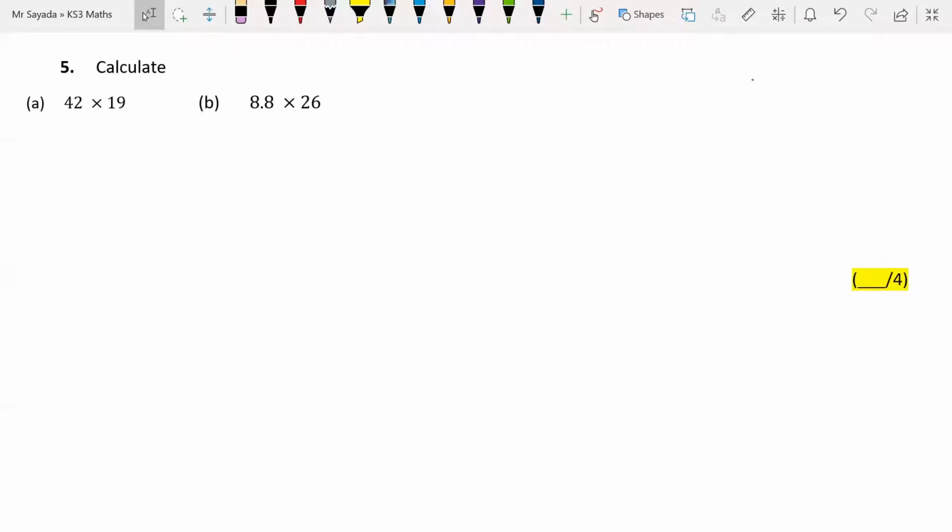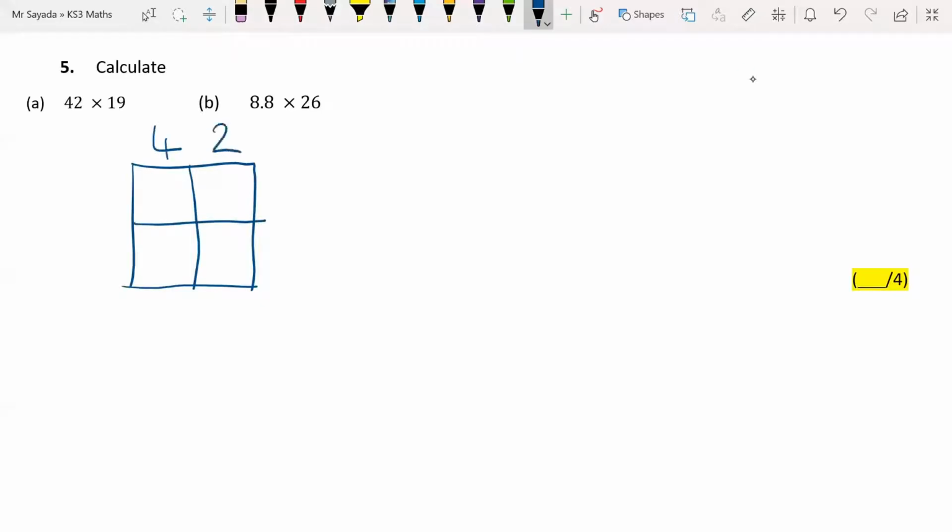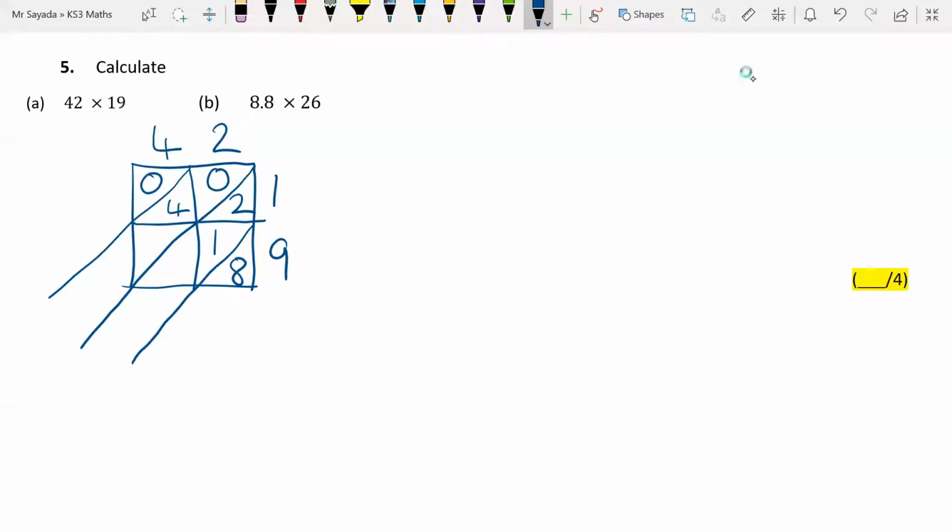So for question A, we're going to do gelosia. So I'm going to make a 2 by 2 grid. I'm going to put 42 here, 19 here, and then I'm going to put the diagonals. You're going to do the times tables with me. What's 2 times 1? 2. What's 2 times 9? 18. What's 4 times 1? 4. And what's 4 times 9? 36.